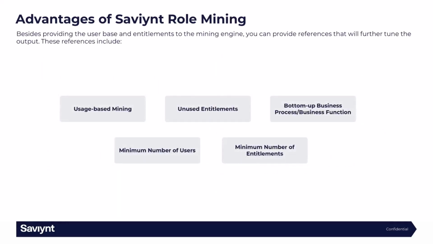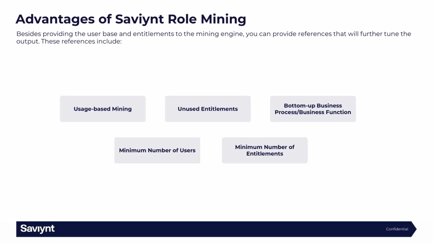Besides providing the user base and entitlements to the mining engine, you can provide references that will further tune the output. These references include usage-based mining. For specific applications that record user entitlement usage, the data can be used as a reference so that the engine only mines on used entitlements. This technique ensures that all legacy unused access is not taken forward.